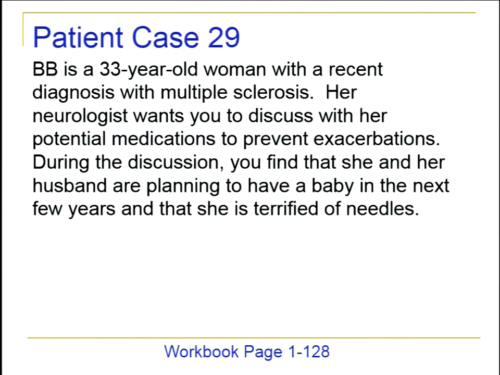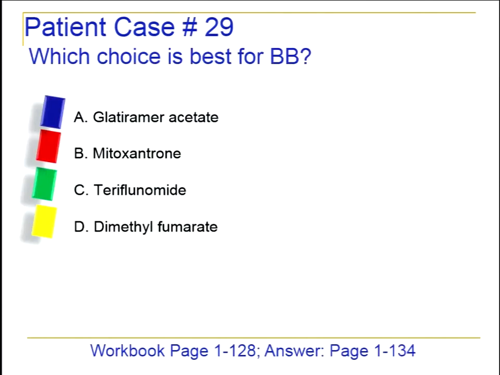So BB, a 33-year-old woman with a recent diagnosis of MS. Her neurologist wants you to discuss with her potential medications to prevent exacerbations. While we're talking, you find out that she and her husband are planning to have a baby in the next few years, and she's terrified of needles. So what do we want to do? Glatiramer, mitoxantrone, teriflunomide, or dimethyl fumarate?